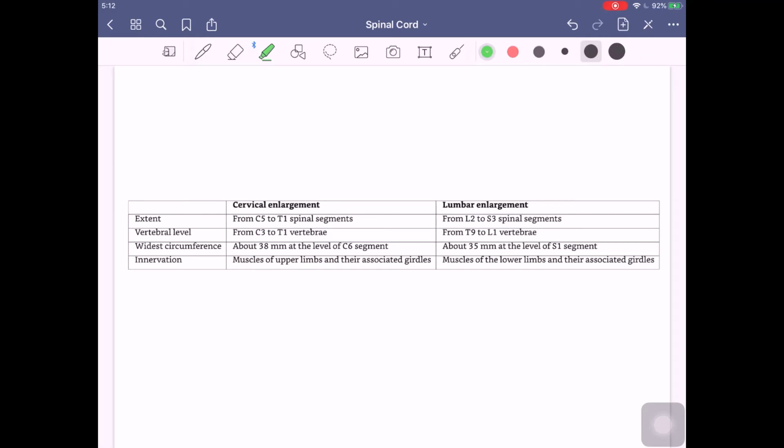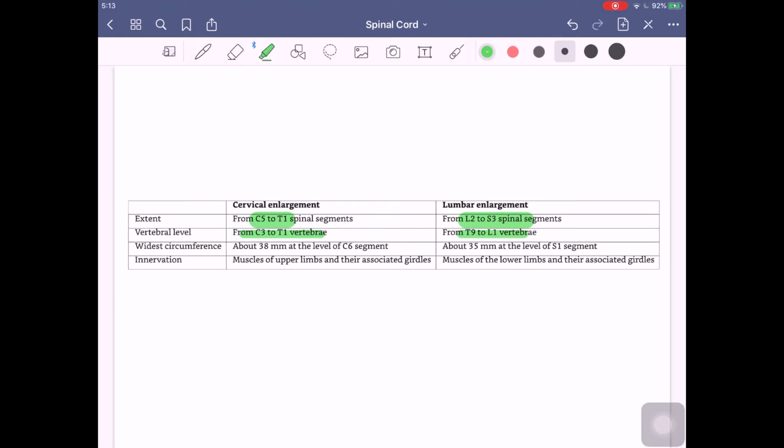So this is again simple and easy. The extent is from C5 to T1, and this extent is from L2 to L3 spinal segment, and vertebral level they are, as we know, they will not be matching. So if you want to find out where exactly your enlargement of the cervical region is, you can count your C7 spine, and from there you can go down to T1, and from there you go up and you can get your C1 to T1.